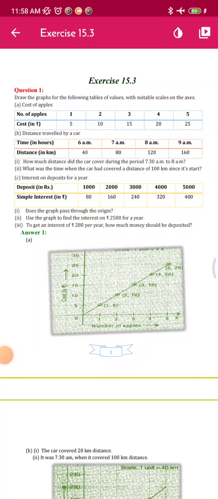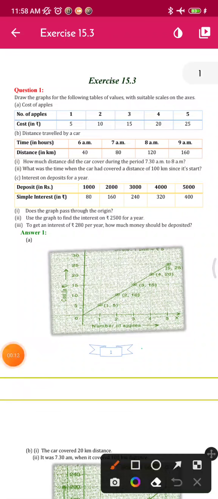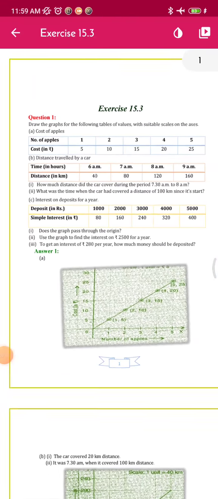We are in exercise 15.3 and we have done the plotting in the previous exercise. Some coordinates were given, and we had to plot them on the graph paper. Now in this exercise we have some different kinds of questions. So see which kind of questions are here.